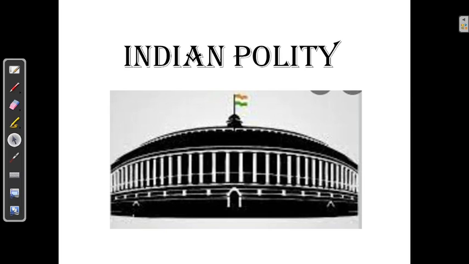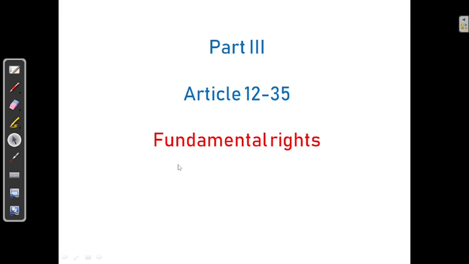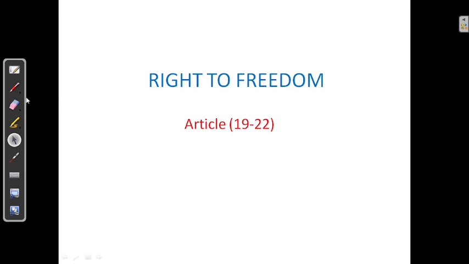In the last class, we started a new chapter, Fundamental Rights, and dealt with the right to equality. In this session, we'll deal with the right to freedom, that is Article 19 to 22. The right to freedom consists of Articles 19, 20, 21, 21A, and 22.